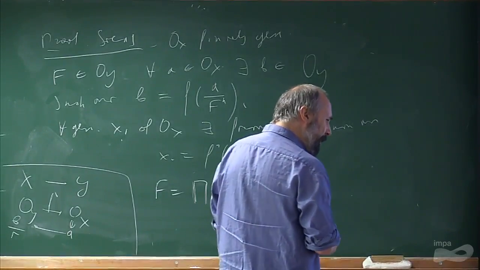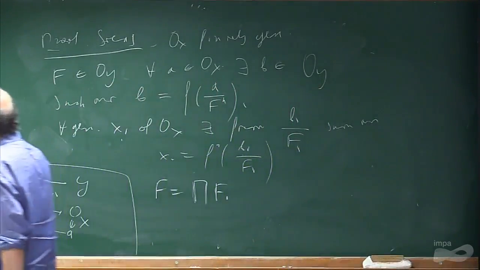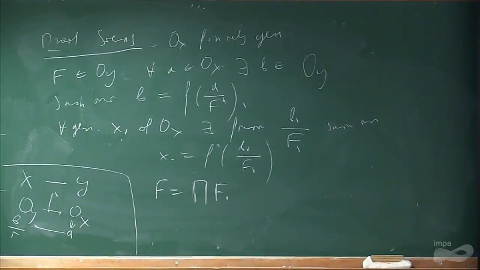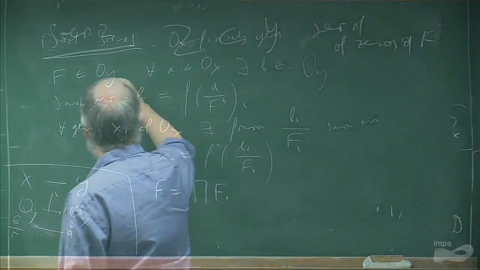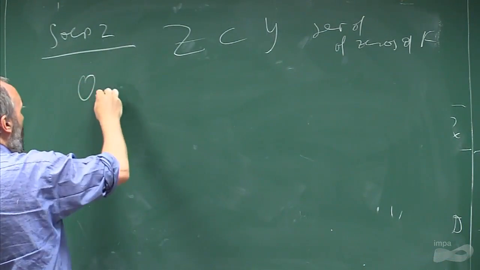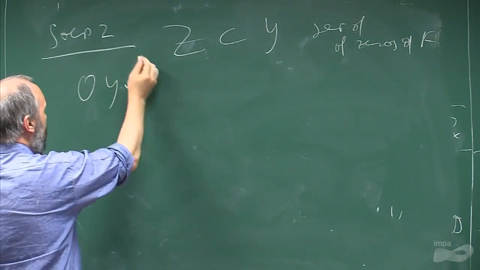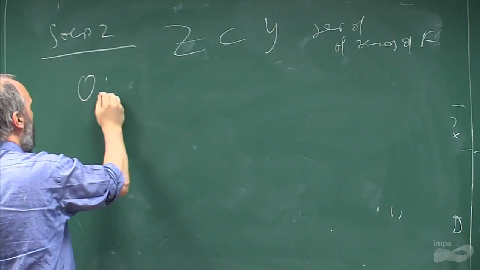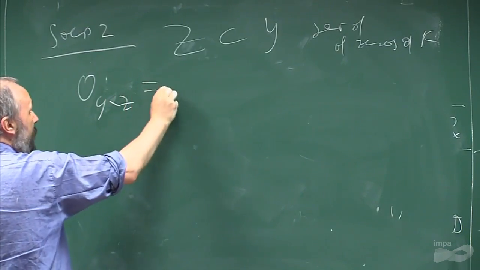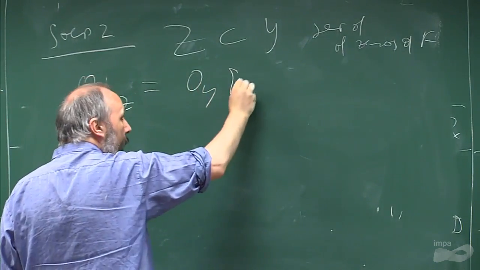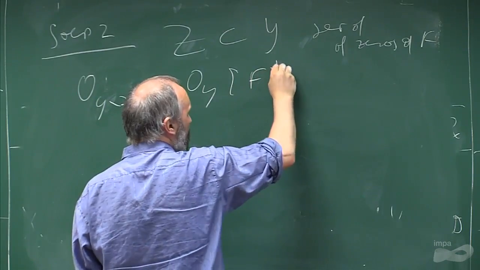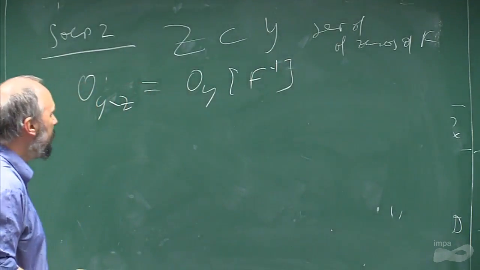Okay, so we take z inside y, the set of all zeros of f. Then O_Y without z, this is something we discussed, is the same as O_Y localized in f minus, localized in f.